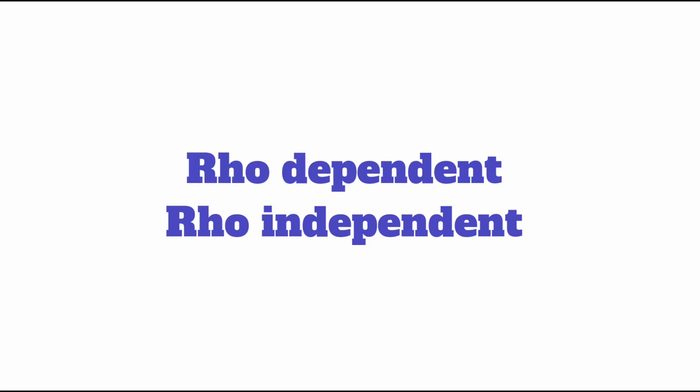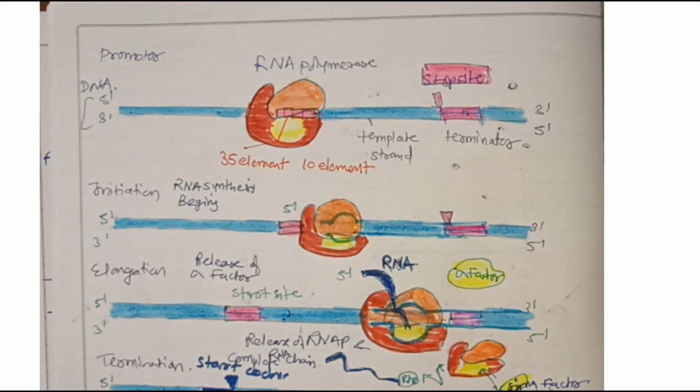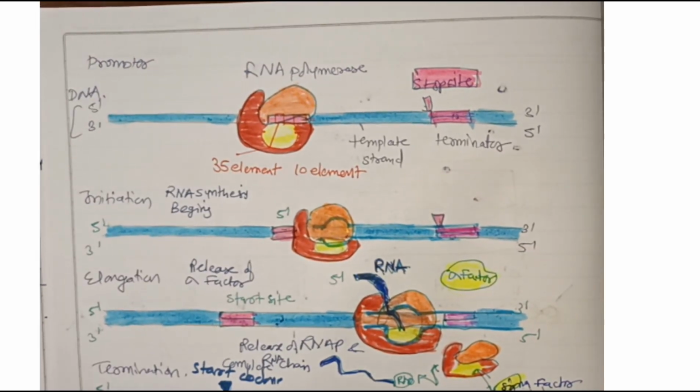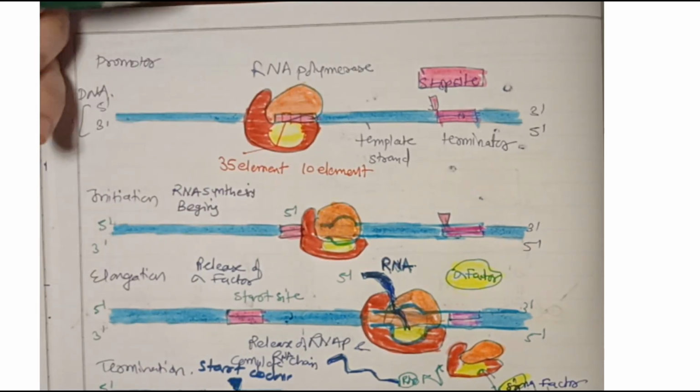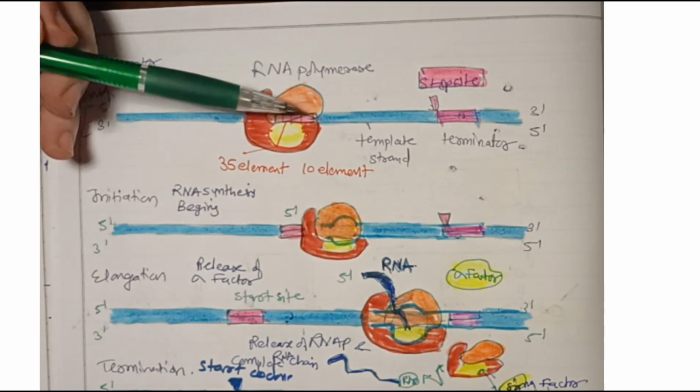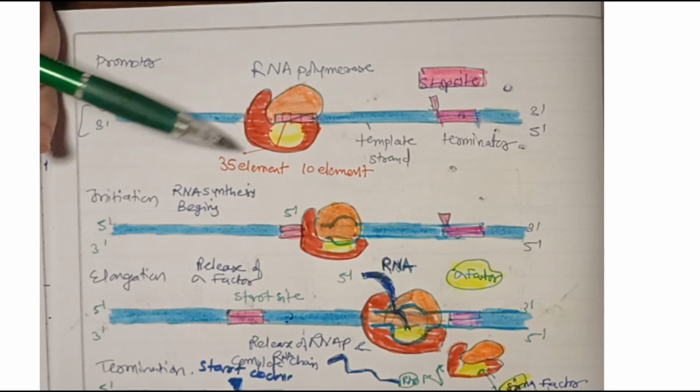So rho-dependent termination requires participation of the rho factor. This protein binds to the newly formed RNA and moves toward the RNA polymerase that has paused at the termination site. Then rho displaces RNA polymerase from the 3' end of the RNA.